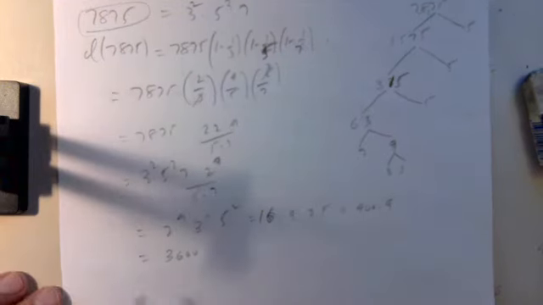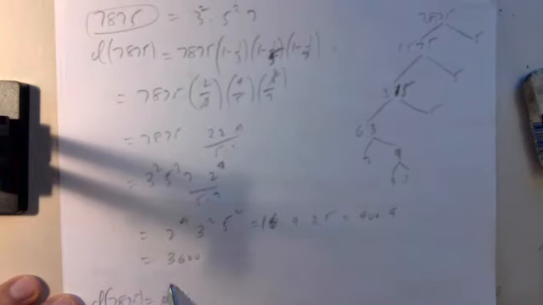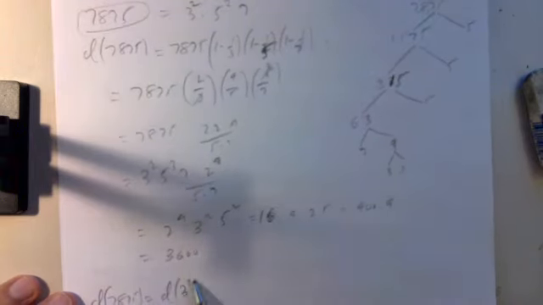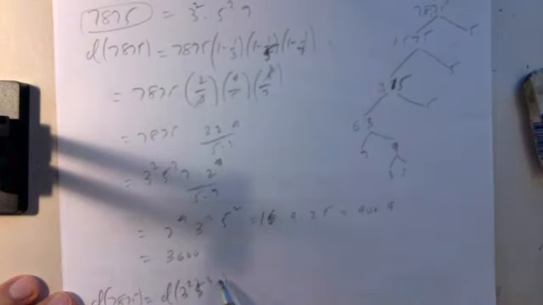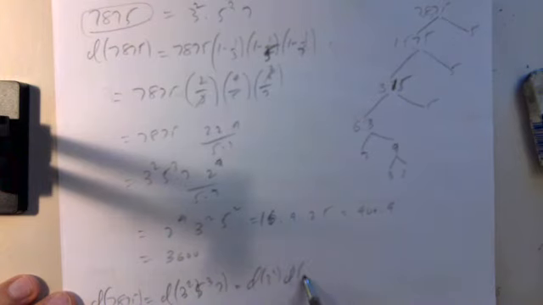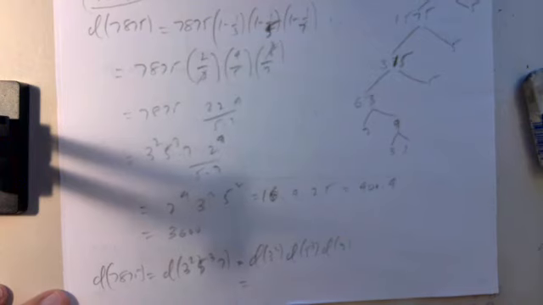Alternatively, you could say that phi of 7875 is phi of 3 squared times 5 cubed times 7. That's phi of 3 squared, phi of 5 cubed, phi of 7. Phi of 3 squared, phi of 9, we calculated that.